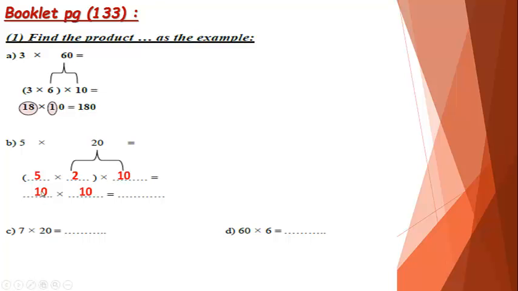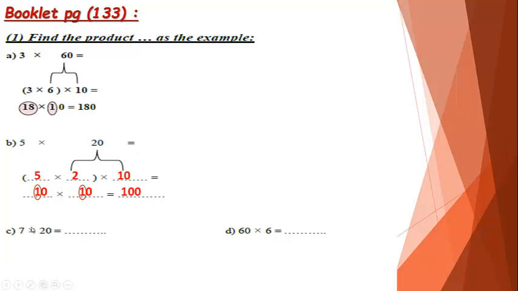Then multiply 10 times 10 equals, I'm just going to multiply 1 times 1. 1 times 1 equals 1. And how many zeros do we have here? 2 zeros. Put them on the right side, so it will be 100. 10 times 10 equals 100.